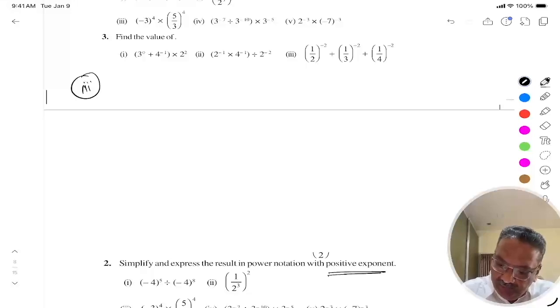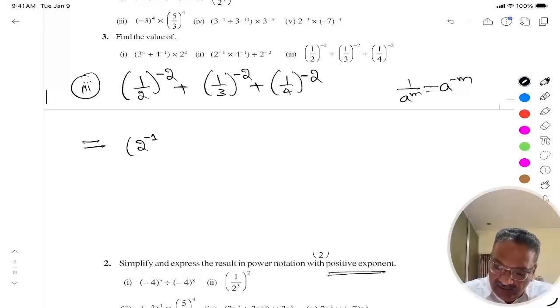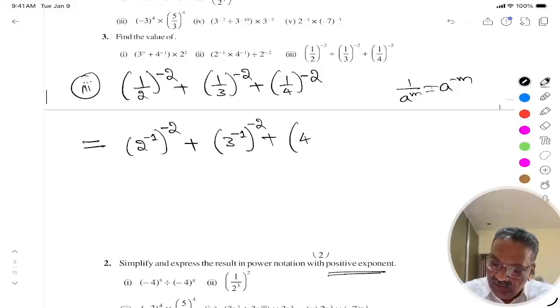Next, the third one, 1 by 2 to the power of minus 2 plus 1 by 3 to the power of minus 2 plus 1 by 4 to the power of minus 2. This is equal to, what is 1 by 2? See, 1 by a to the power of m is equal to a to the power of minus m. So this becomes 2 to the power of minus 1 to the power of minus 2 plus similarly 3 to the power of minus 1 to the power of minus 2 plus 4 to the power of minus 1 to the power of minus 2.